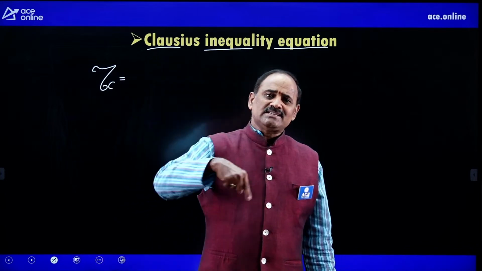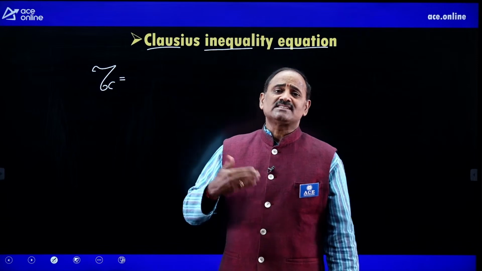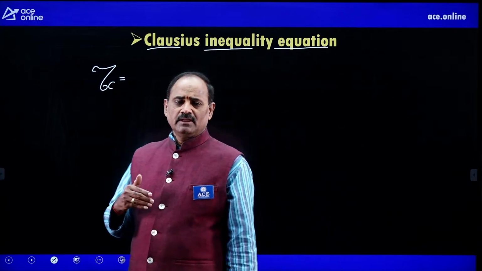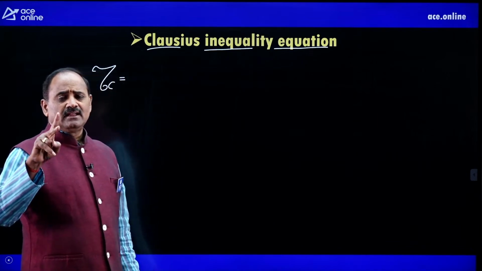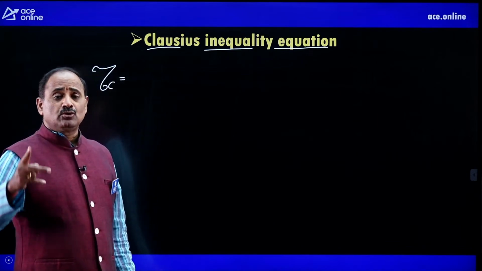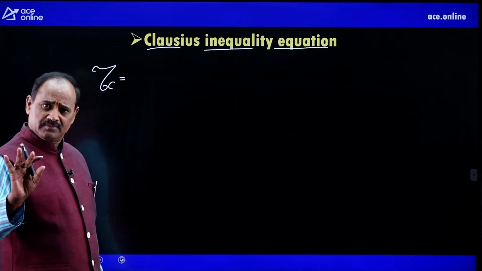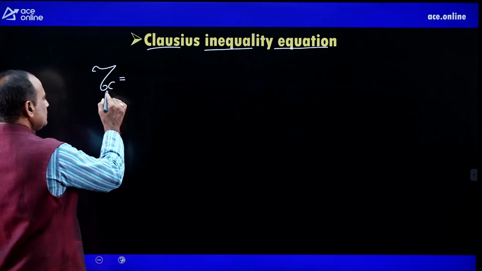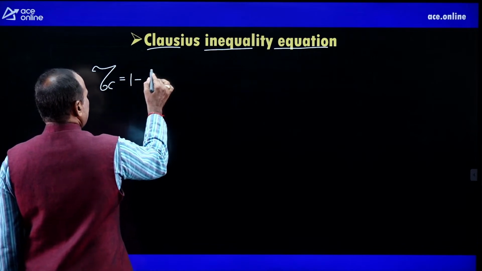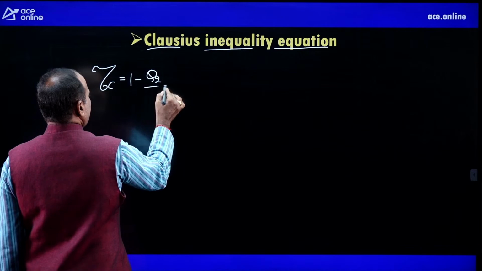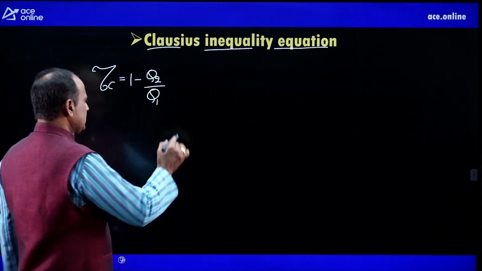Therefore, the efficiency of the Otto cycle we are deciding in terms of volume ratio, that is called compression ratio. Similarly, the Brayton cycle efficiency is generally decided in terms of pressure ratio, because the pressures are the limiting values for the Brayton cycle. Anyhow, for the Carnot cycle, efficiency equals 1 minus heat rejection divided by heat supplied. That is the Carnot cycle efficiency.